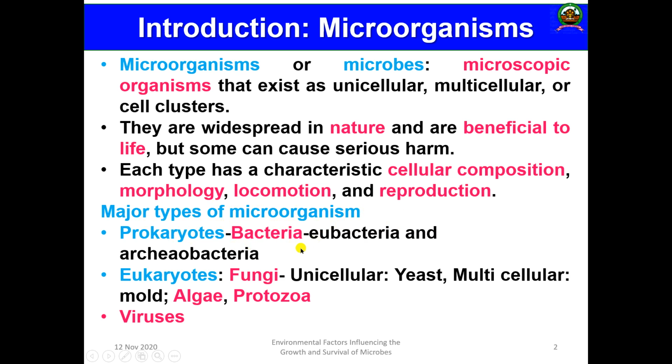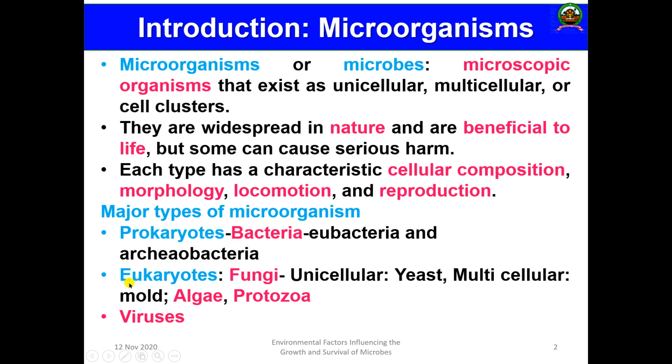Examples are bacteria. The bacteria are classified into two groups: one is eubacteria, next one is archaeobacteria. The eubacteria are the bacteria present in common environmental conditions, in soil, water and air. Next one is archaeobacteria. They are prokaryotes, but not common bacteria. Their compositions are different and they are able to survive in extreme climate conditions, for example very hot or very cold conditions. That is known as archaeobacteria.